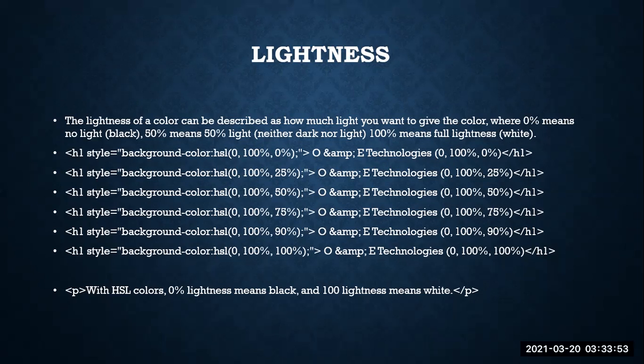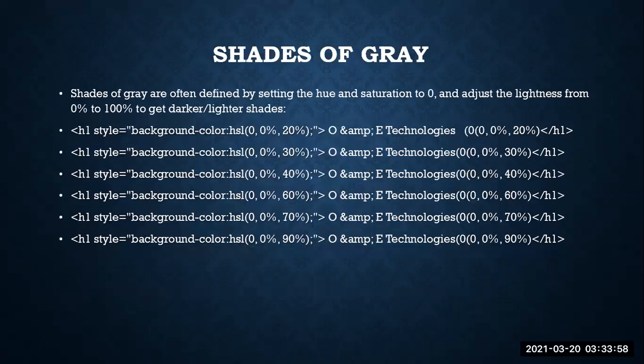So I said at 0%, you're going to have black, and at 100%, you have white. Now the shade of gray, which I have already explained, is often defined by setting the value of hue and saturation to 0 and adjusting the lightning from 0% to 100%. So you can try this color combination. If you look at what you have here now, hue is at 0, which is your red, you have saturation at no gray, then you are adding lightning of 20%.